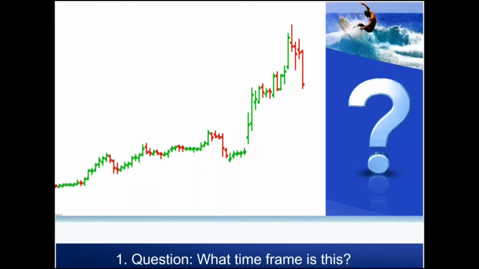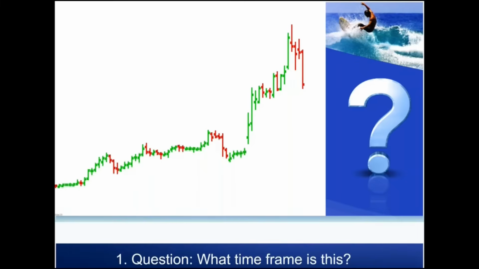First question I want to ask people is, when you look at this price structure on this chart, what time frame is it? Can you tell me what time frame that is? It brings up an interesting question. If I can't tell what time frame it is, I could be looking at a 1 minute, or I could be looking at a longer term time frame.